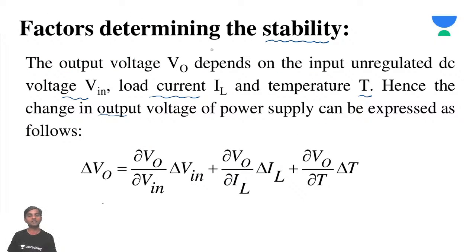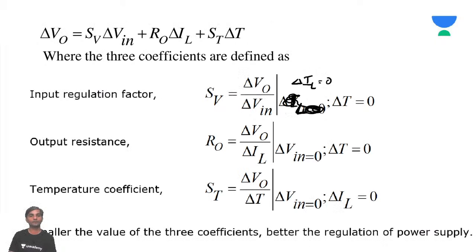And the factors which determine stability: we have seen that the output voltage depends on the input voltage, load current, and temperature. These are the factors. SV, what is SV, sir? SV is the factor due to the input voltage, that is, change in output by change in input, assuming the remaining two as constant, that is, load resistance constant and temperature constant.